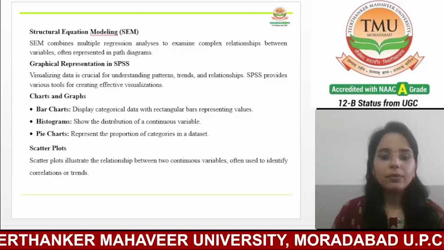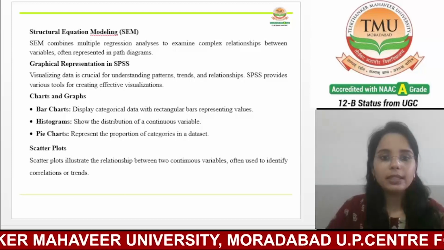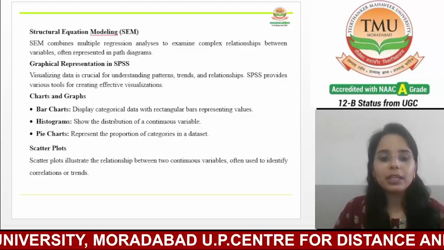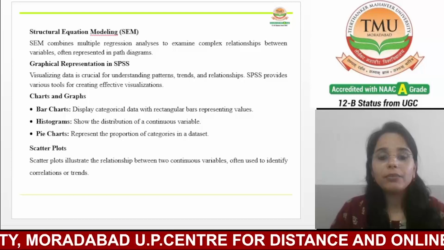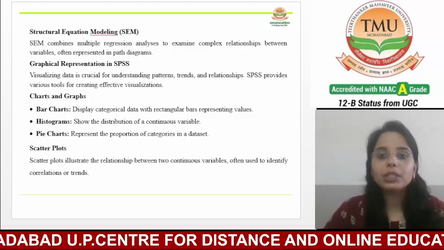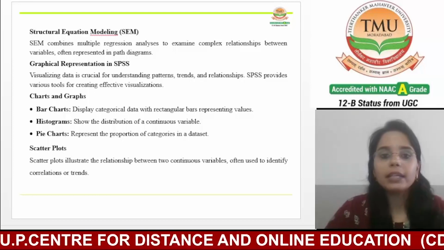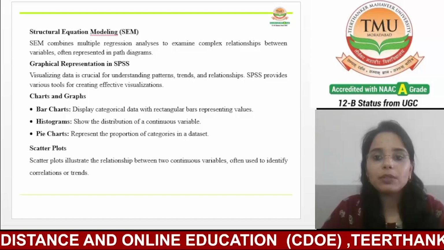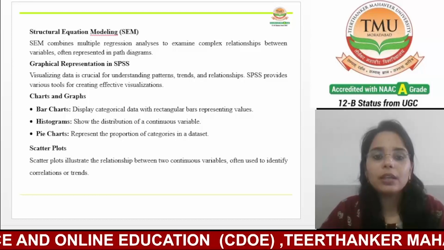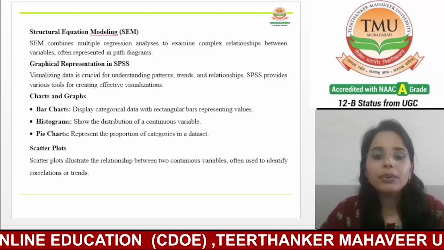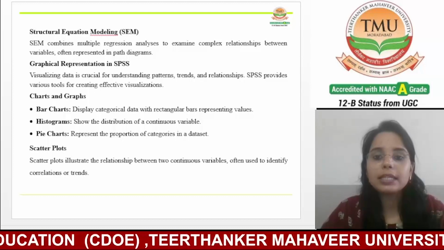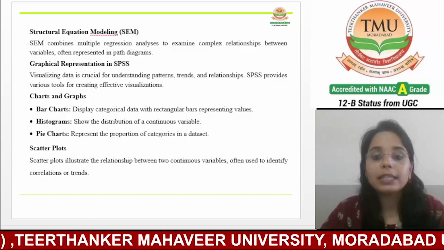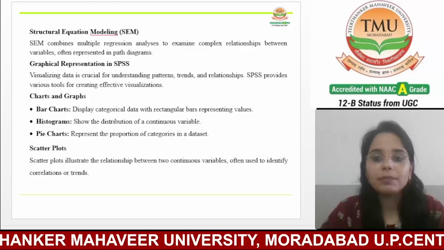Now, the second one is, as you can see, histograms. Histograms are used to display the distributions of a continuous variable by dividing the data into intervals and plotting the frequency of the observations within each bin. Unlike bar charts, which are used for categorical data, histograms are ideal for examining the shape, spread, and central tendency of the continuous variable.